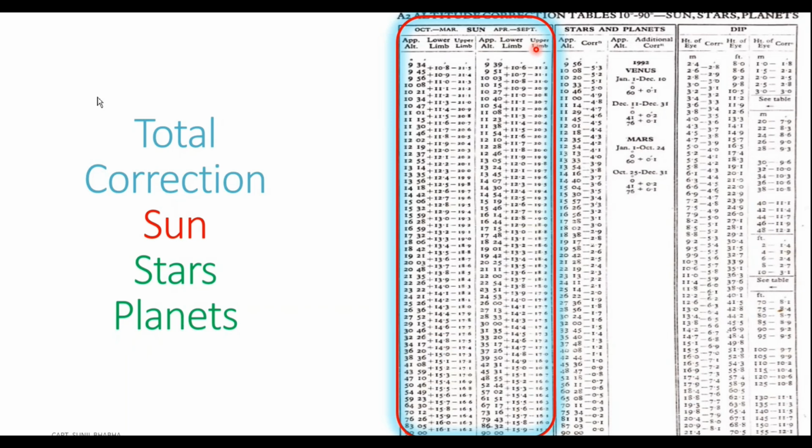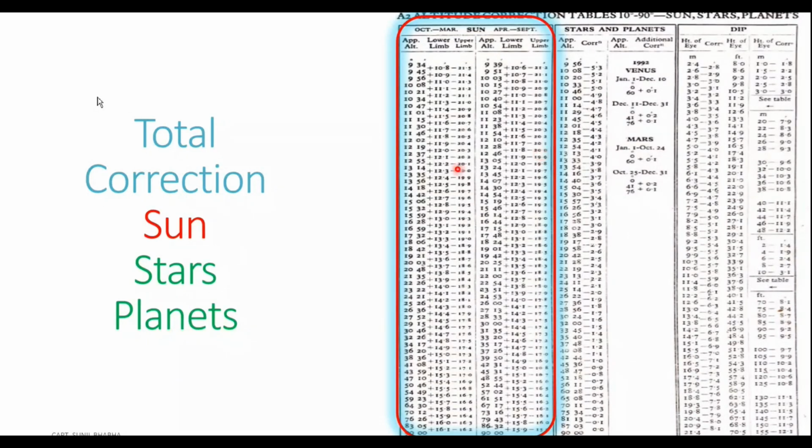So basis the date on which you have taken the sight, you will be entering the appropriate part of the total correction table. Check the date given in the question on which the sight is taken, and basis that date you enter into the appropriate part. Enter with apparent altitude. Out of these 2 corrections, pick up the correction for the limb which is given in the question. Lower limb corrections are positive, upper limb corrections are negative.